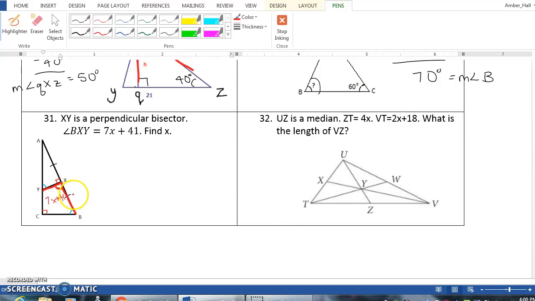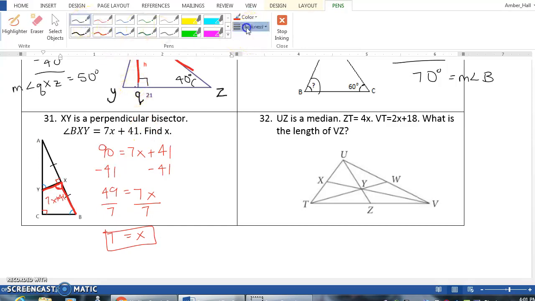We need to find x. Well, I know this is 90 degrees. This is also 90 degrees because it's a perpendicular bisector. Not to mention that they're supplementary, so if this is 90, that has to be 90 as well. So therefore, I can just say 90 equals 7x plus 41 and solve for x. So subtract 41 from both sides. 49 equals 7x. Divide both sides by 7, and I get 7 equals x.